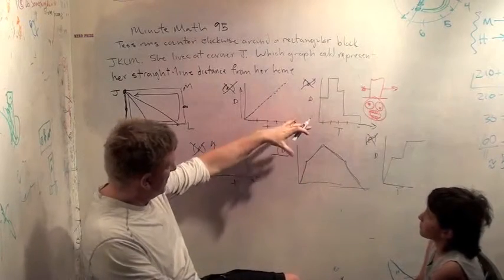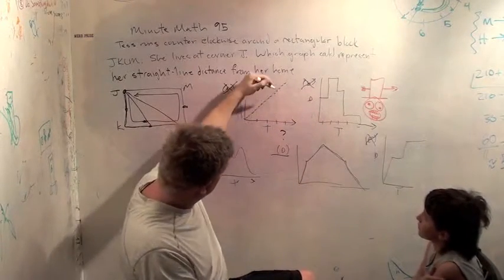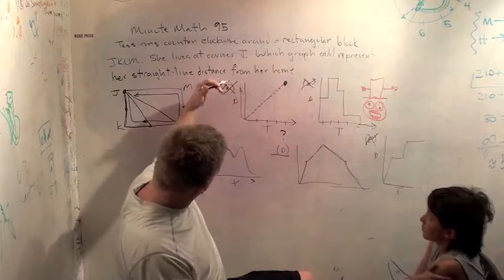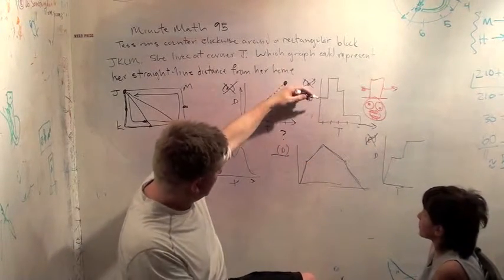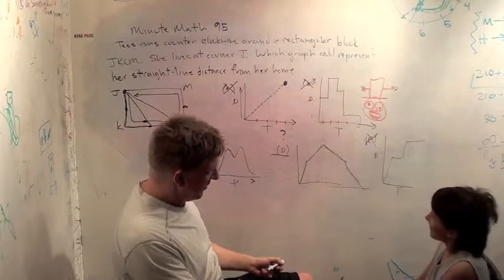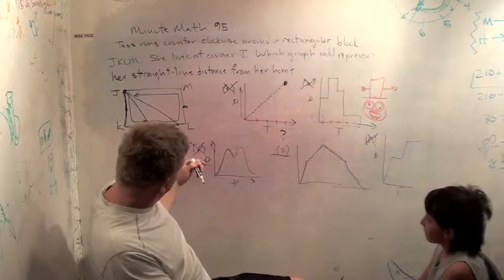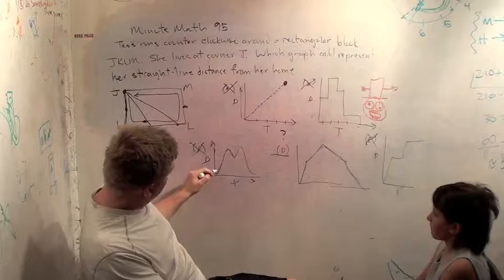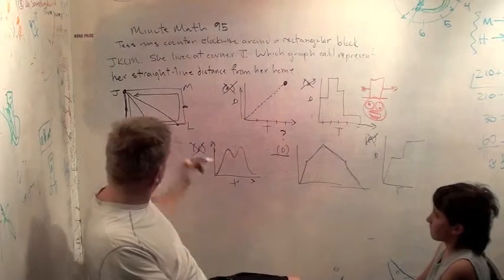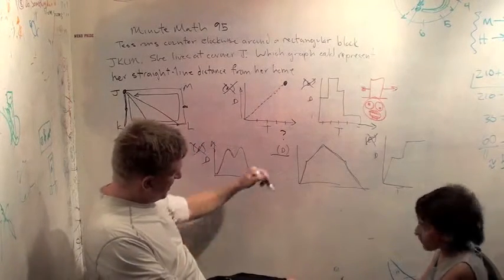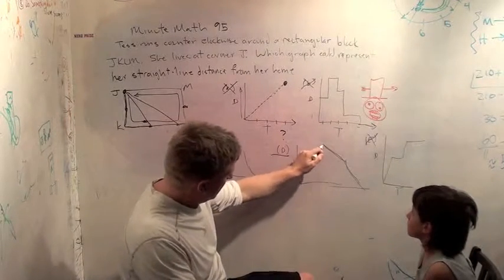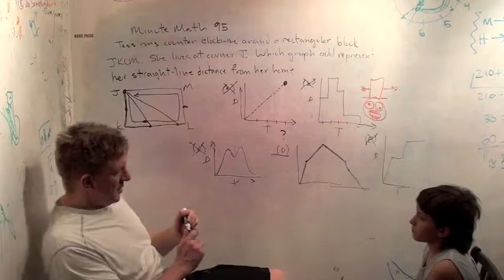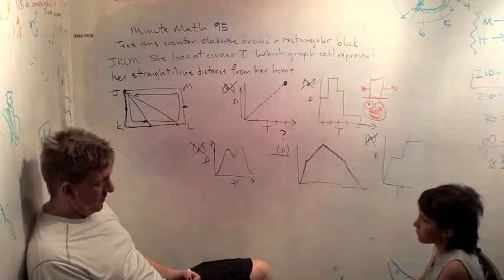All the other ones don't make sense, because either she ends up far away, like in A and E, or in B, she teleports. That doesn't really seem to make sense. And in C, she goes farther away, closer, farther, closer, and that doesn't look like that can really happen. No. So this one, where she gets farther away, then closer and closer, does seem to actually be right.